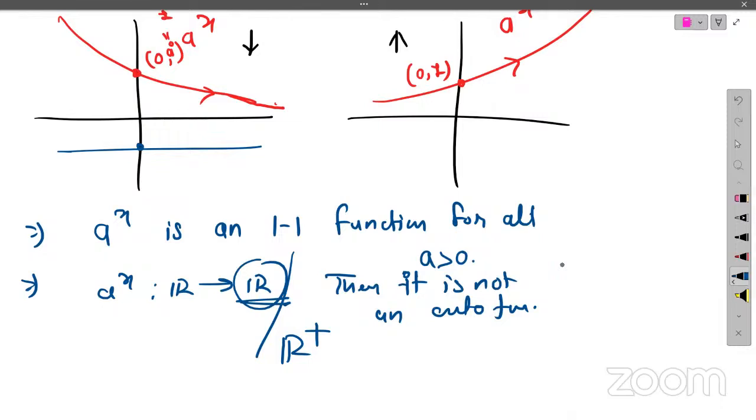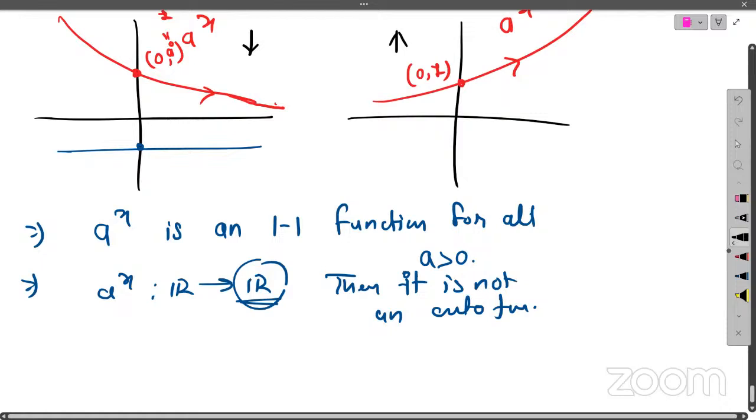Because all real numbers do not have any pre-image. The positive real numbers will be a subset of all real numbers as the codomain, and the range is defined. So this should be 1-1, because for every x we have a particular y value. The function is 1-1, but it is not onto.